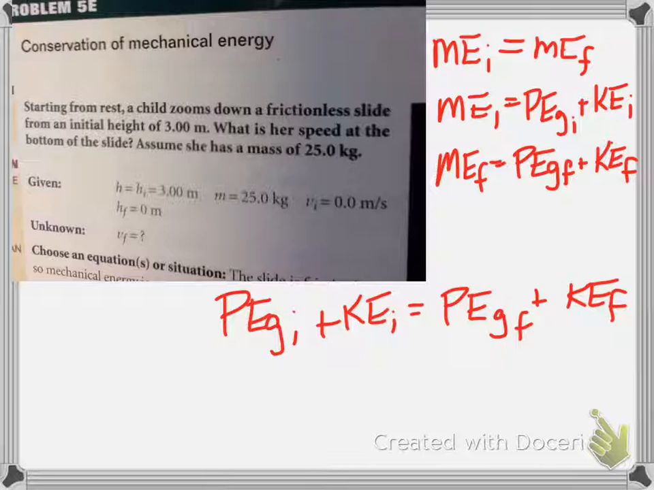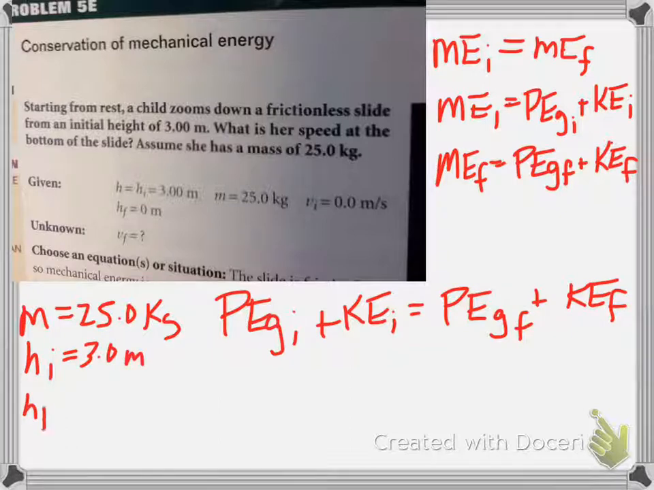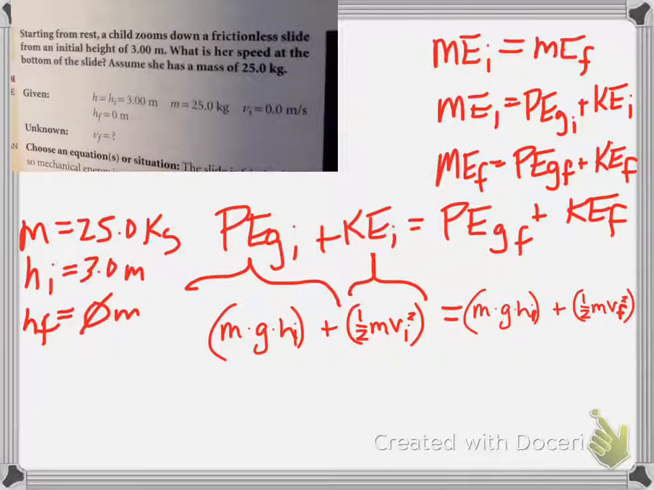Well, I guess we better start listing some variables. So her mass is 25.0 kilograms. Her initial height is 3.0 meters. Her final height at the bottom of the slide would be 0 meters. Remember, it's all relative to our arbitrary 0 point. Okay, so that's what we've got. Is there anything there that we don't have? No, we've got it all. So her initial height, her final height, what's her initial velocity? 0. Final velocity, wouldn't you like to know?